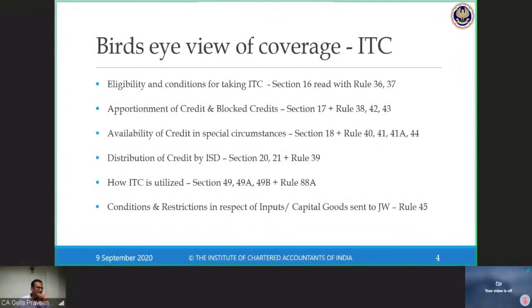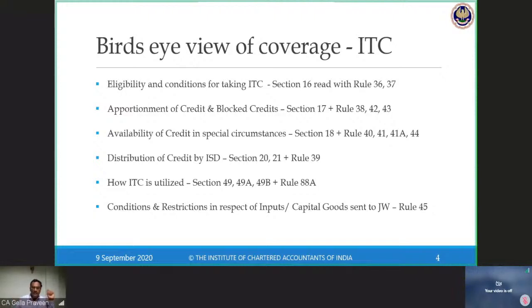Finally, we will touch upon one subchapter called Conditions and Restrictions in relation to inputs or capital goods which were sent to a job worker. There is one rule called Rule 45 which has exclusively talked about this particular aspect. For most manufacturing concerns, this is one chapter which is very, very prominent to understand.